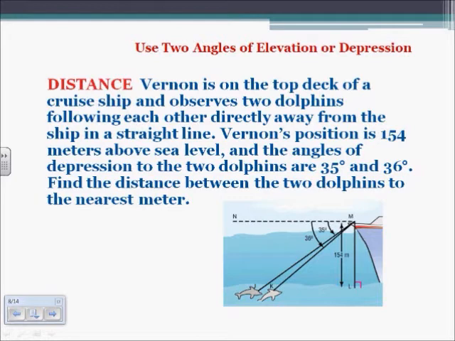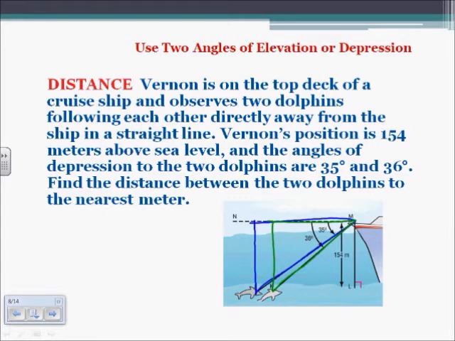So here we have two objects that we're trying to find the distance between. So we're going to have multiple triangles. We're going to have the triangle that goes to the first dolphin, and we're going to have the triangle that goes to the second dolphin. One with an angle measurement of 36 degrees, one with an angle measure of 35 degrees.